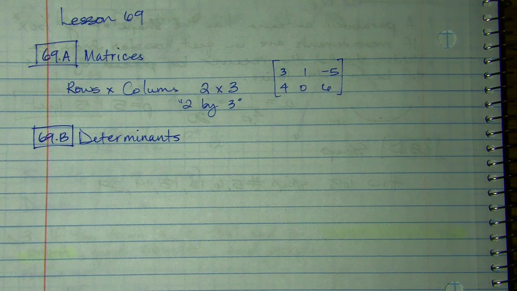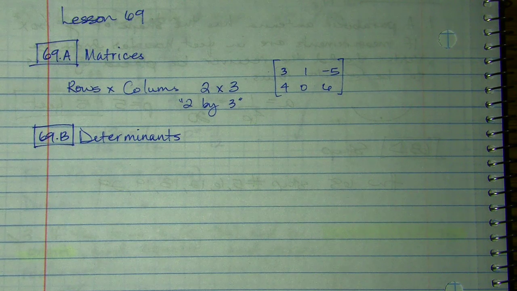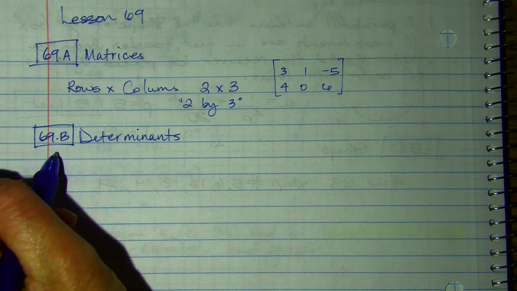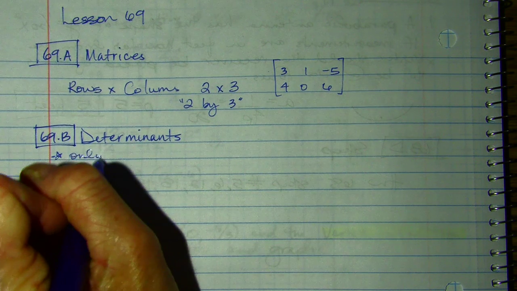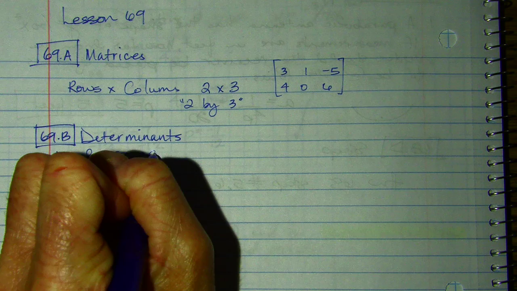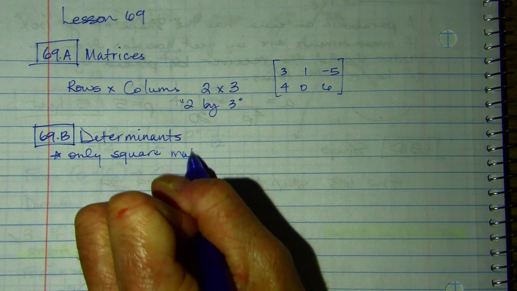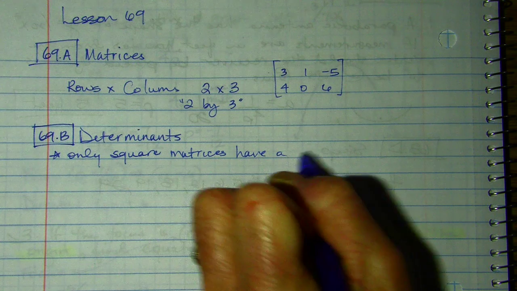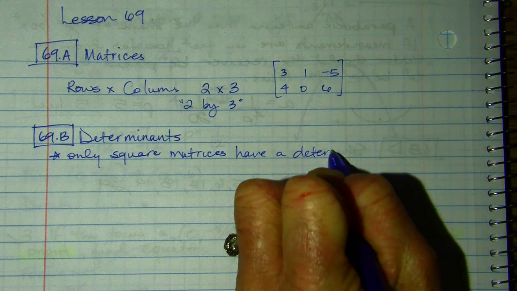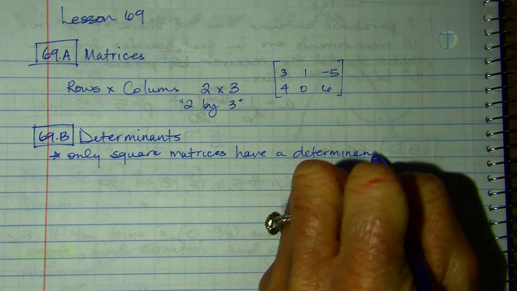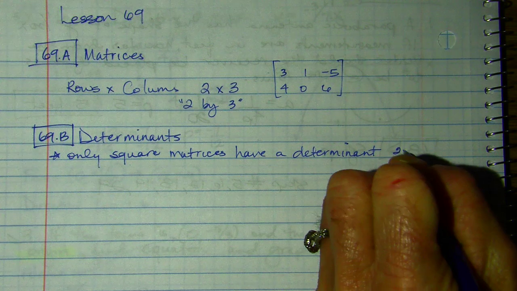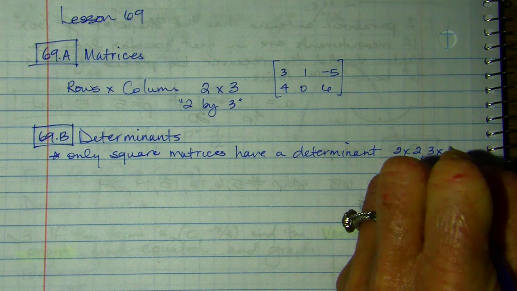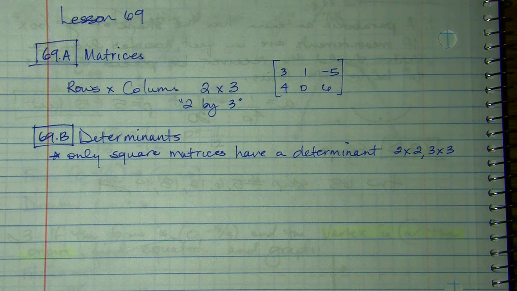69.B is a review of how to find determinants. Now, only square matrices have a determinant. And the only ones that we go over are a 2 by 2 or a 3 by 3. Those are the only ones you're taught. But it has to be a square to have a determinant.